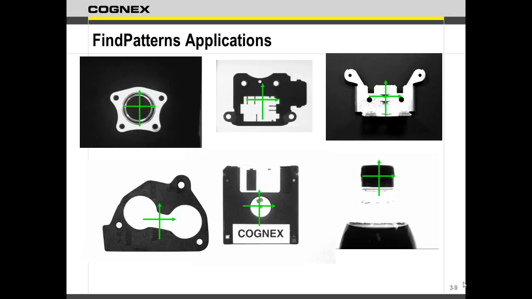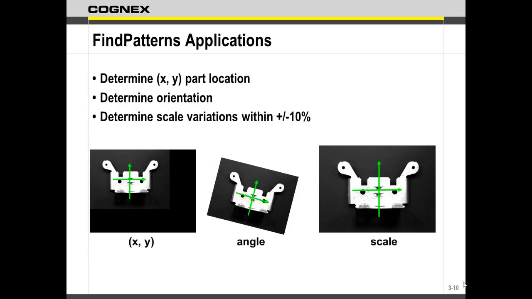So here are some applications that FindPatterns can do. You might say, well, what does FindPatterns do? Well, what it's going to do is give you a part location. It's going to return the row and column of the item that you found. It's also going to give you your orientation relative to what was trained.